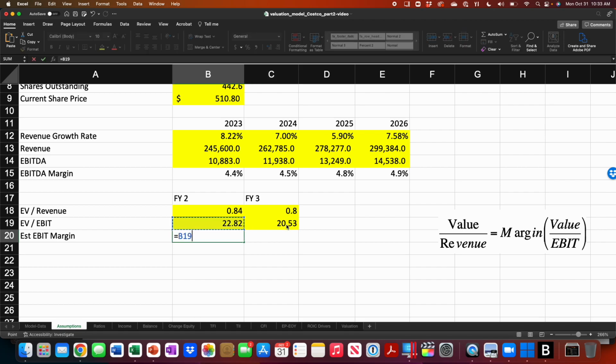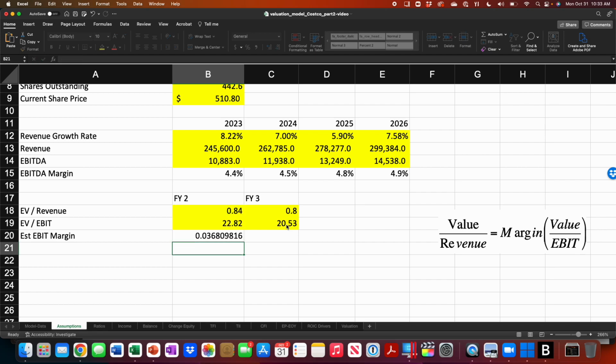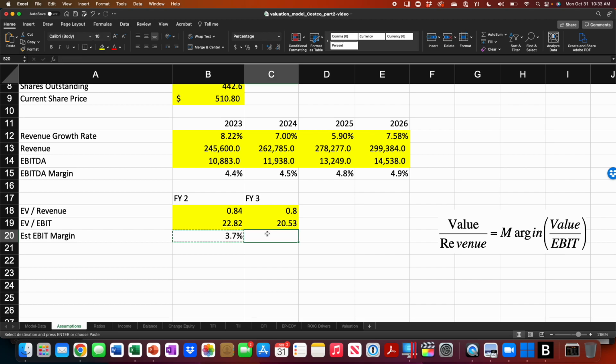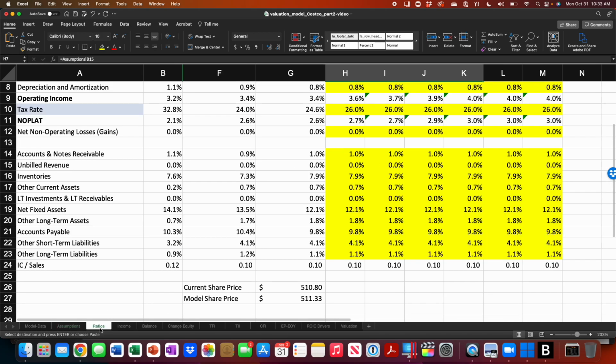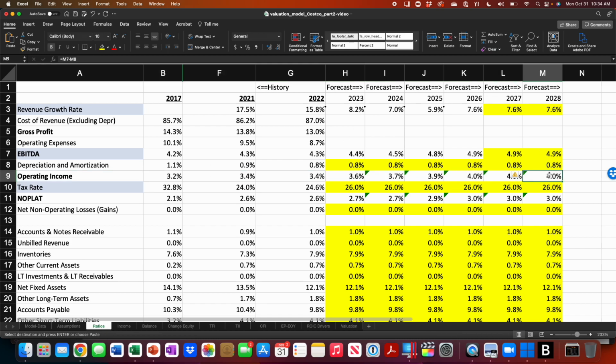So that equals enterprise value to revenue divided by enterprise value to EBIT. So essentially, 3.7% and 3.9. That's what the market is using today for the perpetuity margins. Said another way, in the ratios, it's this row and that column. That number in perpetuity is either 3.7 or 3.9, depending on the multiple year, right?